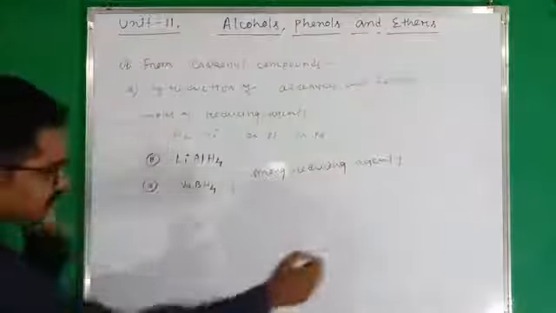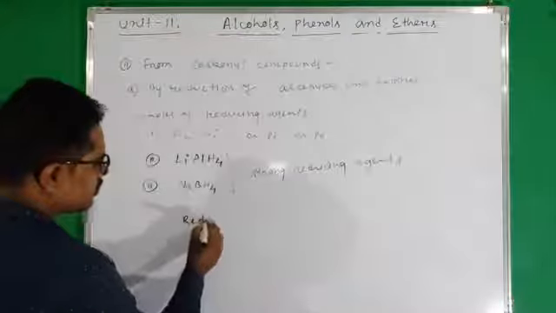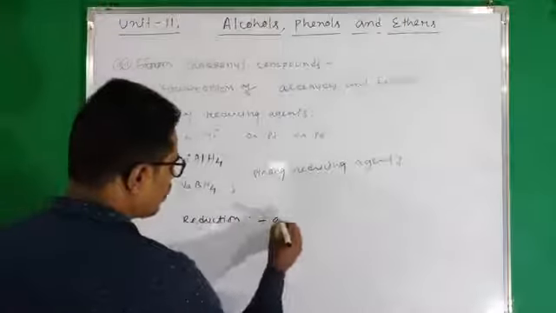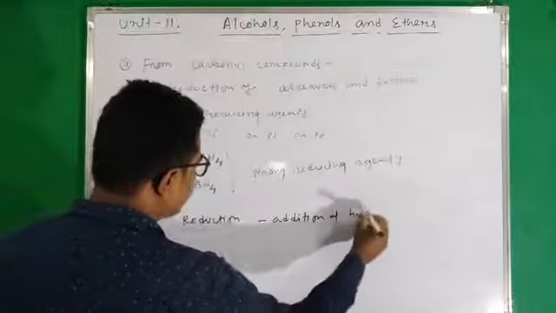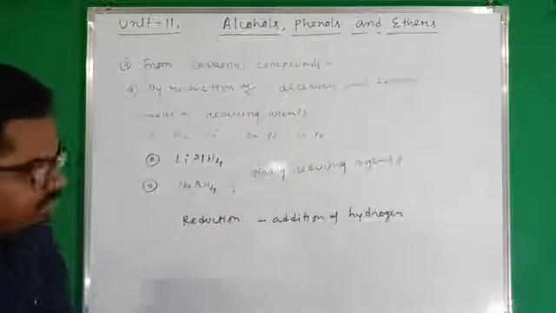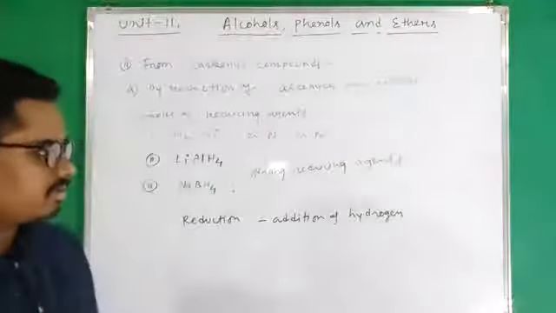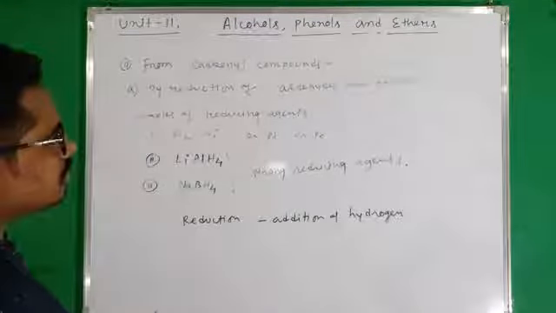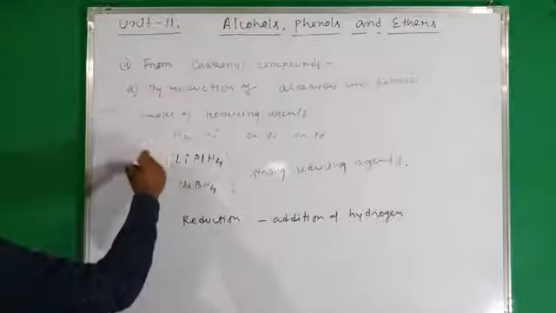And you always remember that in organic chemistry reduction means addition of hydrogen. In organic chemistry we will use the classical concept of oxidation and reduction, where reduction means addition of hydrogens. Now we will convert aldehydes and ketones into alcohols by using these reducing agents.